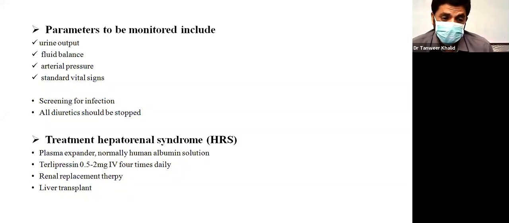Treatment of hepatorenal syndrome includes plasma expanders, normally human albumin solution. Terlipressin should be given at a dose of 0.5 to 2 milligrams IV 4 times daily. Renal replacement therapy, which is normally called hemodialysis, and the ultimate treatment is the liver transplant.